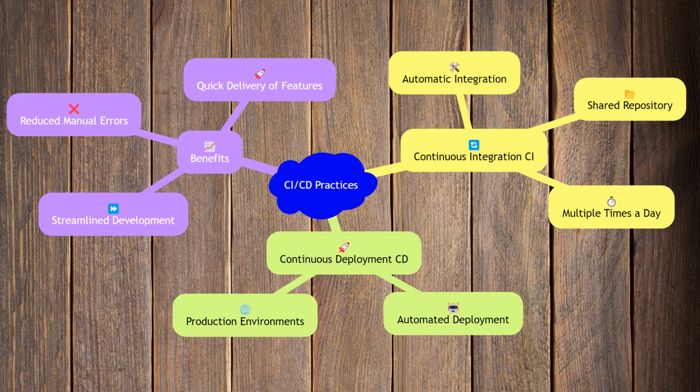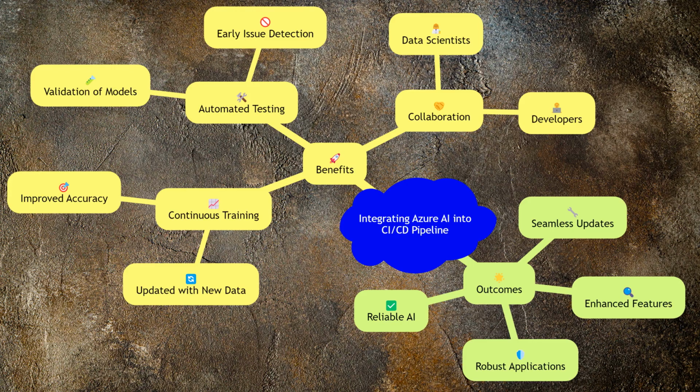Continuous integration, CI, and continuous deployment, CD, are practices that enable development teams to deliver code changes more frequently and reliably. CI involves automatically integrating code changes from multiple contributors into a shared repository several times a day. CD automates the deployment of these changes to production environments. Together, CI/CD pipelines streamline the development process, reduce manual errors, and ensure that new features and updates are delivered to users quickly and efficiently.